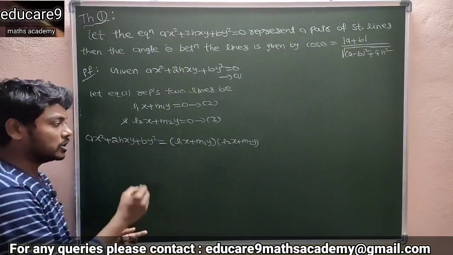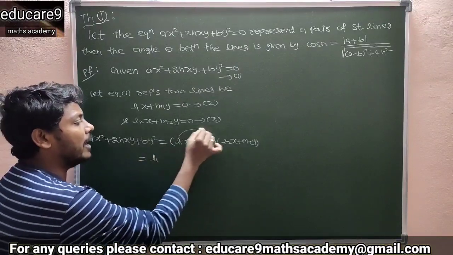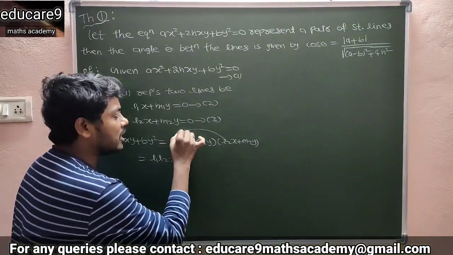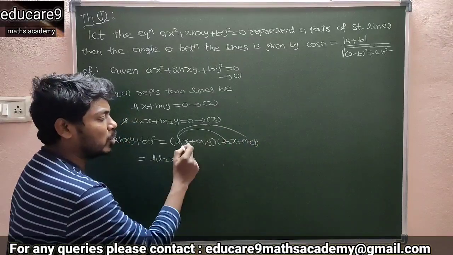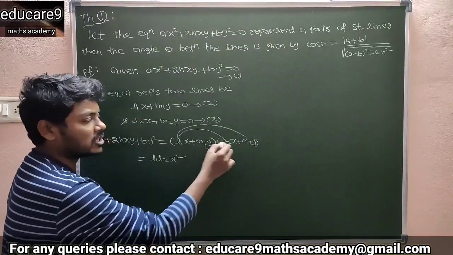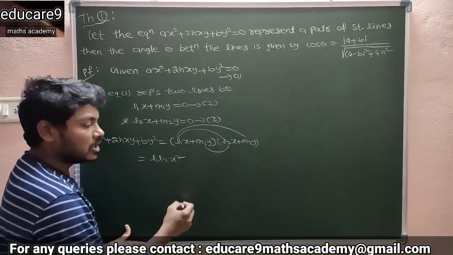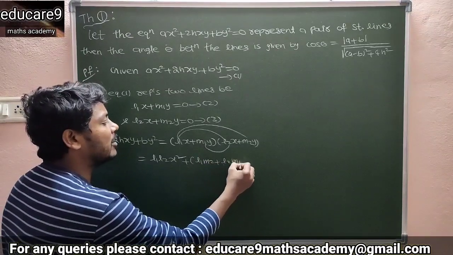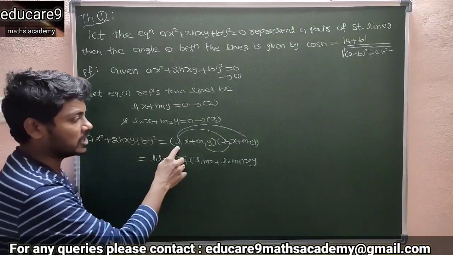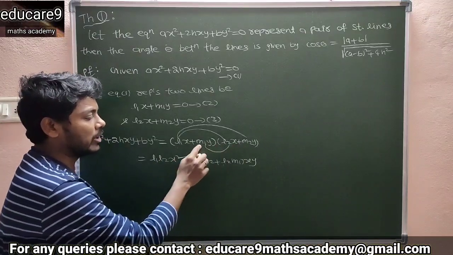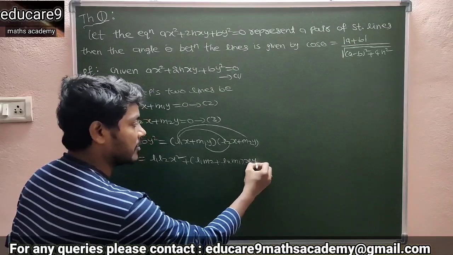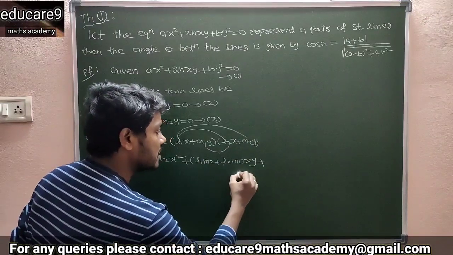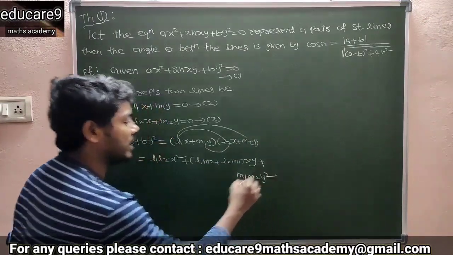Multiplying these two, what do you get? L1 L2 x square. Next, first term into last term, L1 M2 xy. Next, second term into first term, M1 L2 xy. So clearly you will get (L1 M2 plus L2 M1) of xy only. Both are xy terms. Plus, first into last, M1 M2, so this is M1 M2 y square.